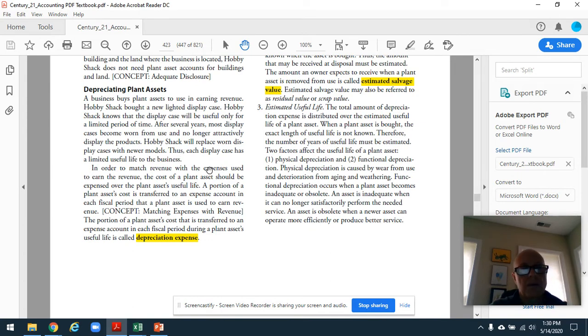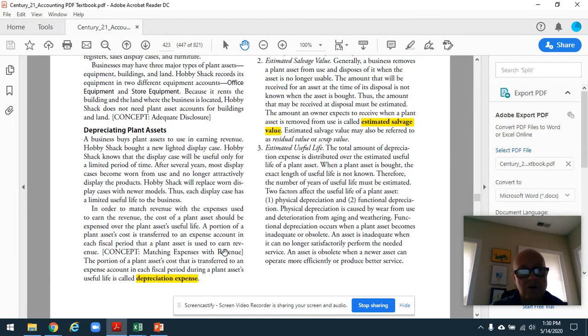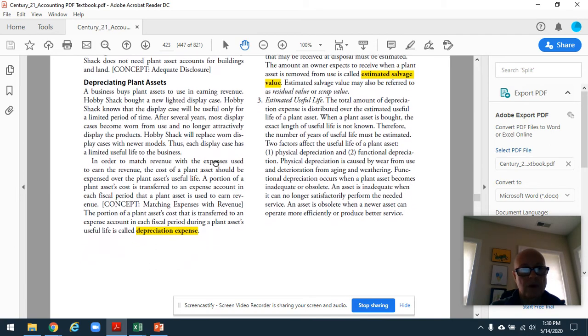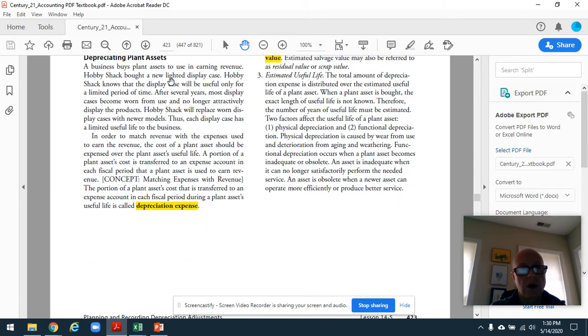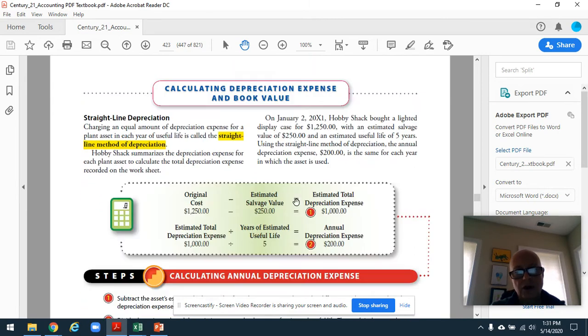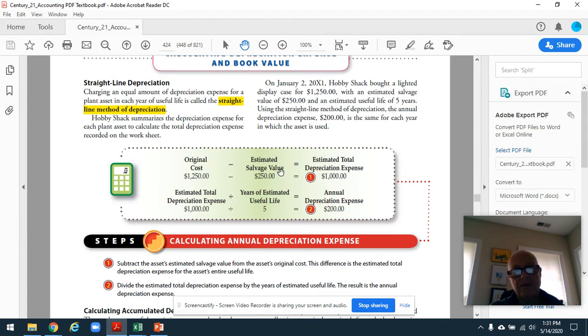Okay, so again, depreciation expense. We've got 2 classes of asset, current and plant. We need to depreciate all the plant. So we're looking at store equipment, and we're looking at office equipment as well. So again, they use display cases here to help you keep that straight. Now, here's the math on it. We're going to use what's called straight line depreciation, which means that the value of the asset declines by an equal amount over its life cycle.